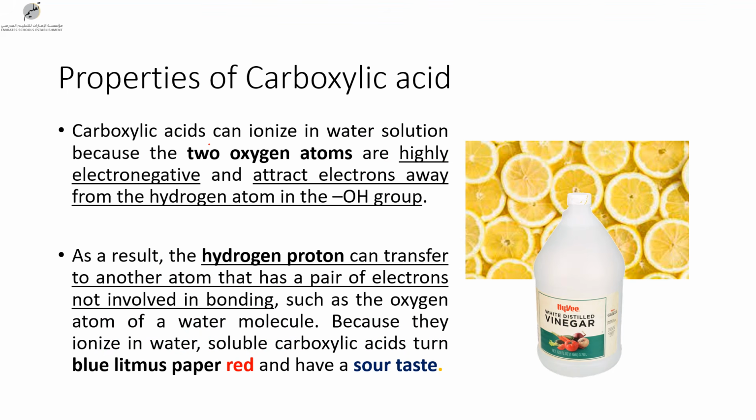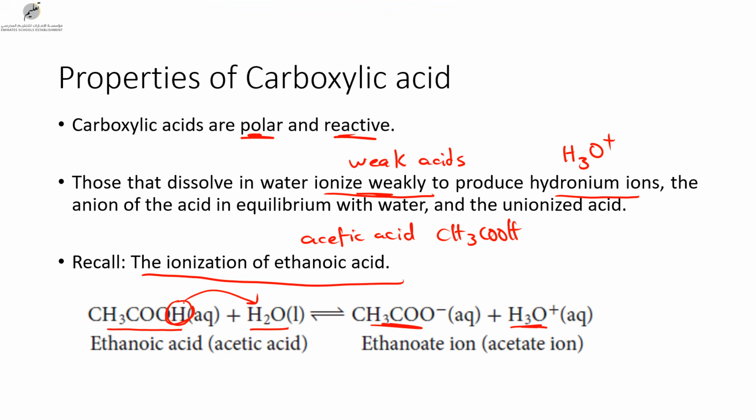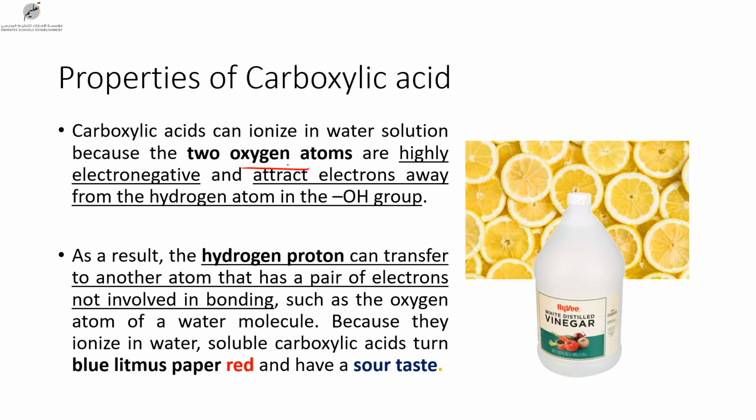What are some other properties? Carboxylic acids can ionize in water, as we saw, all right? The two oxygen atoms are highly electronegative and they attract electrons away from the hydrogen atom in the OH group, okay? So the hydrogen proton can transfer to another atom that has a pair of electrons not involved in the bonding. So this is what we saw here. So this H can be lost and go to water. They are explaining the reason why. Because the oxygens will pull electrons to their side and H will be kind of free or loose.